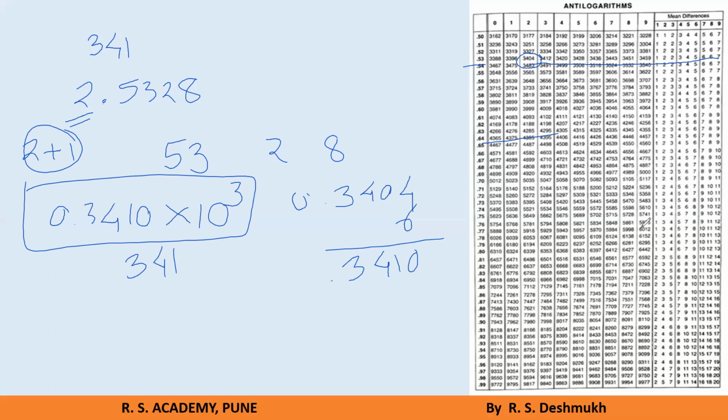So both the things you are observing here: the log of 341 is 2.5328, whereas the antilog of this number, that is 2.5328, is 341. So you can clearly observe here that the log and the antilog are the reverse functions of each other.